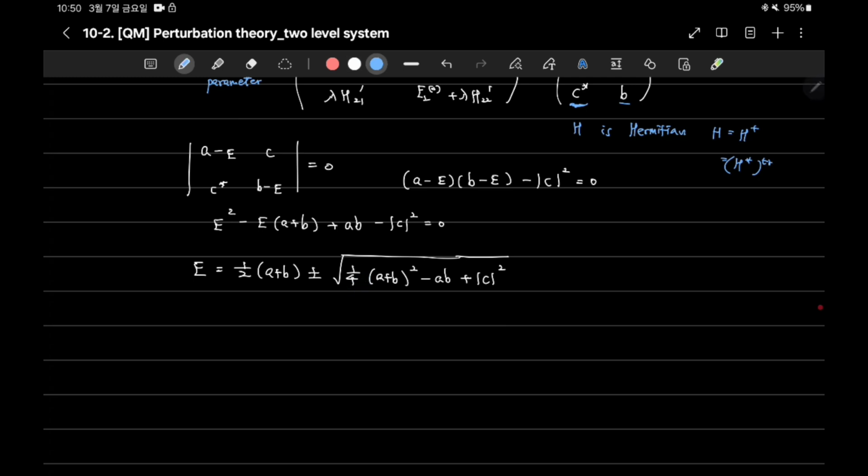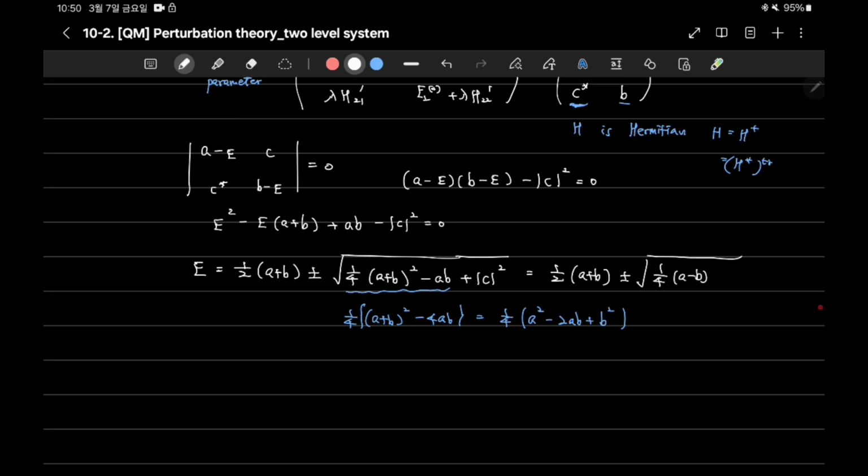Then it is A plus B square minus 4AB, which gives 1/4 of A square minus 2AB plus B square. So E is 1 half A plus B plus or minus the square root of A minus B square plus 4C square.